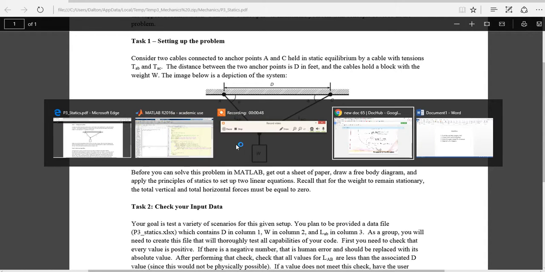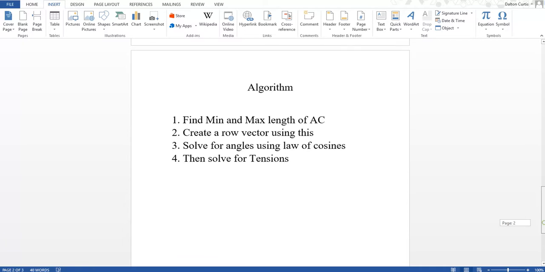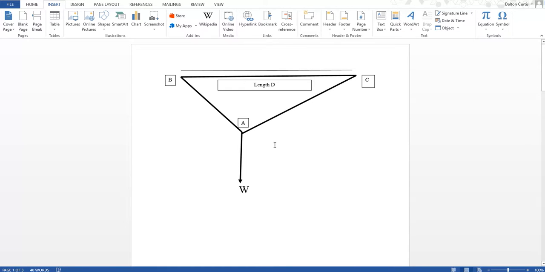So that's that. Now let's go up here. And this is a redrawing of it. And I changed a couple things. I renamed point B A, and C stays the same, and point A B. And everything else is still the same. This is still length d.